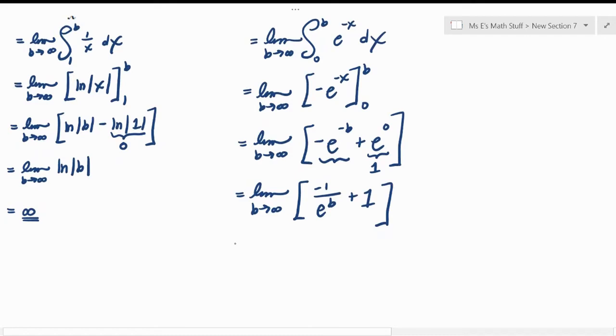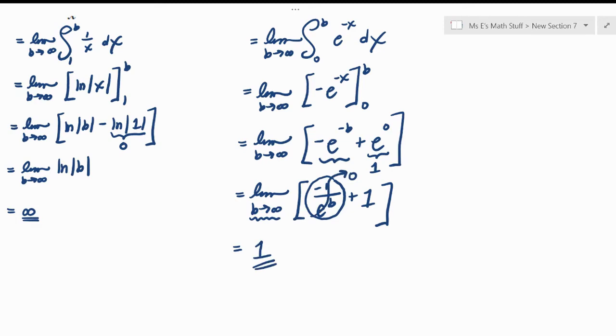For me, it makes it easier if I write it like that to figure out what happens to this expression as b approaches infinity. So, e is 2.718. You multiply it by itself infinitely many times, you get infinity, and then you're dividing a little negative 1 by big infinity. So I hope it makes sense. This entire expression here would approach 0. And so you'd be left with 0 plus 1, aka 1.